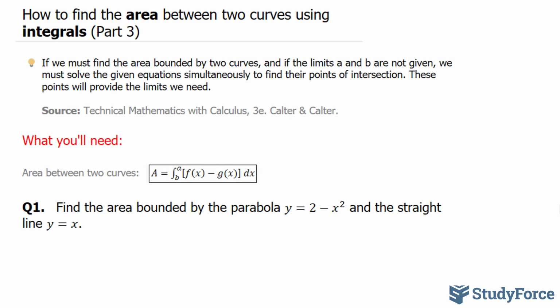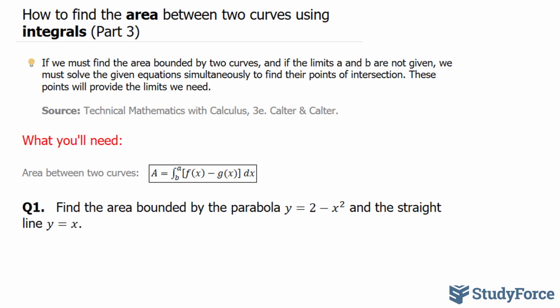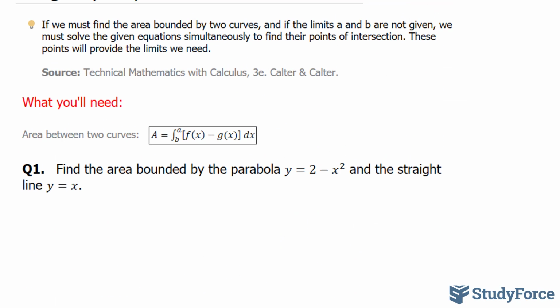In this lesson, I'll show you two examples on how to find the area between two curves using integrals. This is part 3. If we must find the area bounded by two curves, and if the limits a and b are not given, we must solve the given equations simultaneously to find their points of intersection. So you'll notice that in both of these questions, questions 1 and 2, we're not given a lower and upper bound.